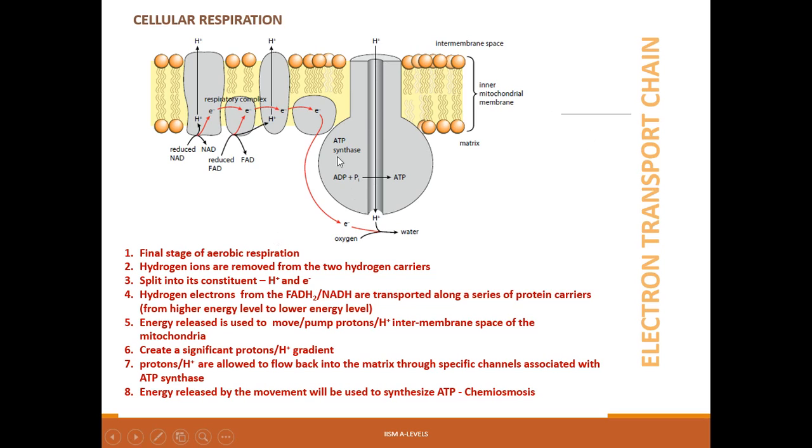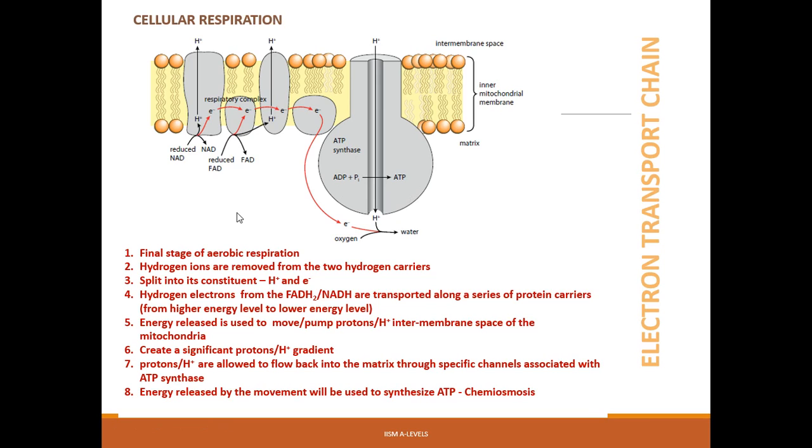If you look at the protein channel that is located at the end of the ETC, there is an enzyme attached to it, which is the ATP synthase. So as the hydrogen ions move back into the matrix through the protein channel, the electrical potential energy released will be used to synthesize ATP from ADP. The movement of hydrogen ions back to the matrix releases energy, and that energy is used by the ATP synthase to combine phosphate with ADP to produce the energy currency, which is the ATP.